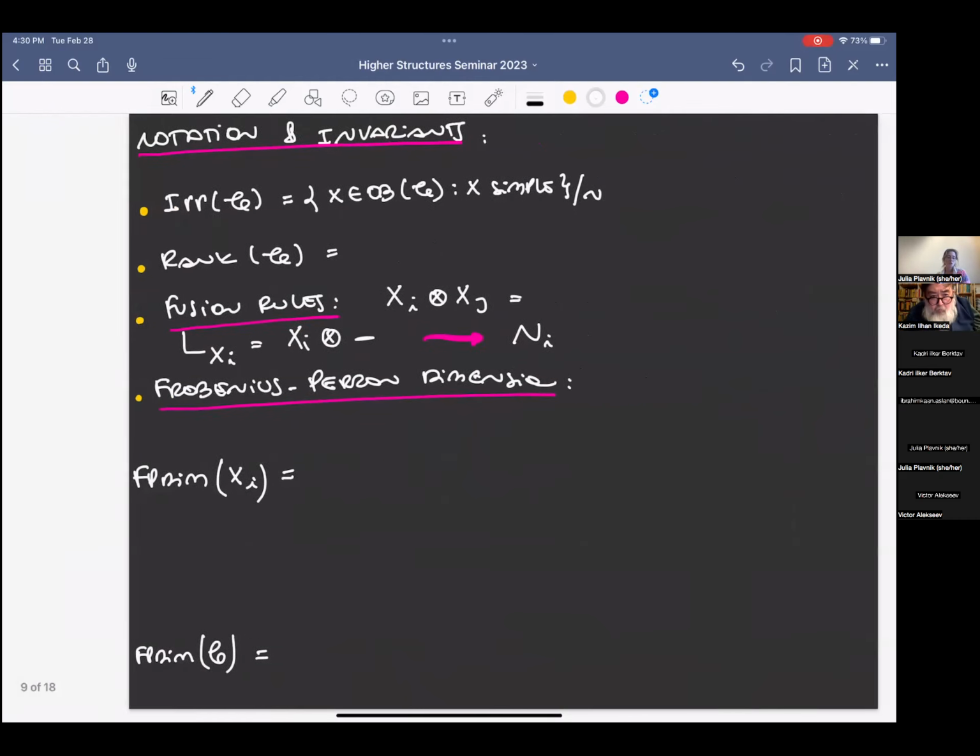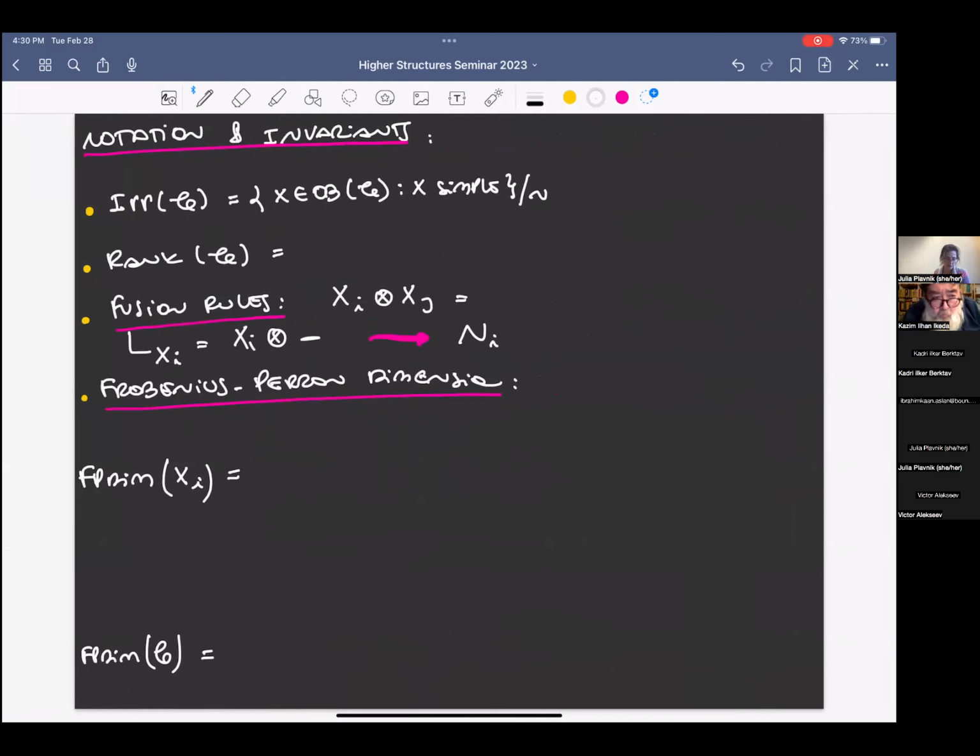So before going to some results on classification, I wanted to mention some notations and invariants, but I don't know if you have questions before that. Okay, if not, we can continue.